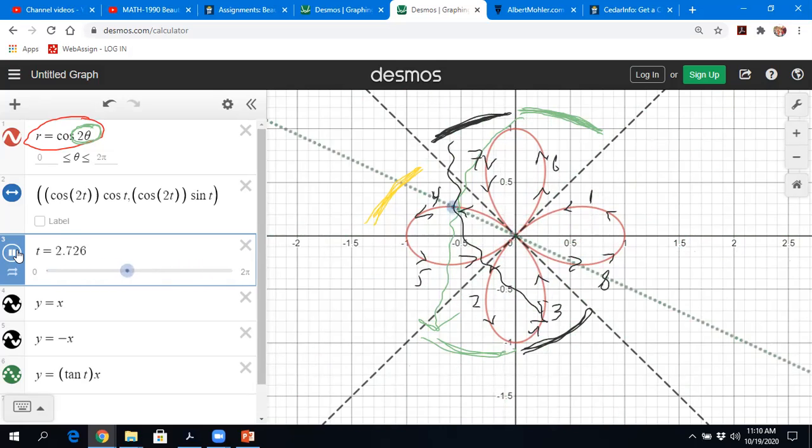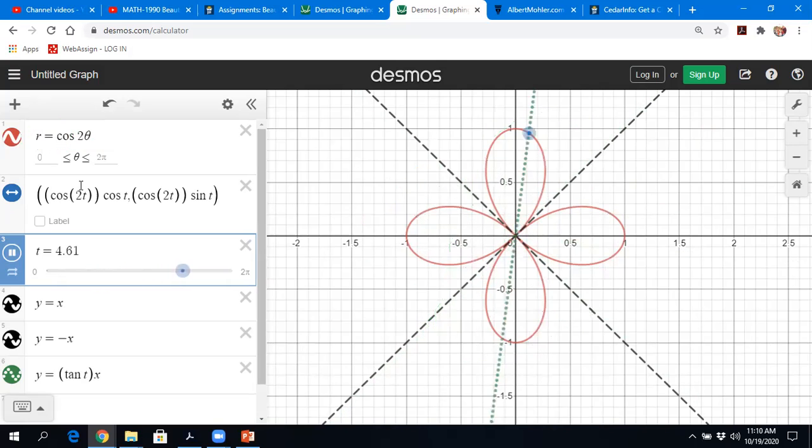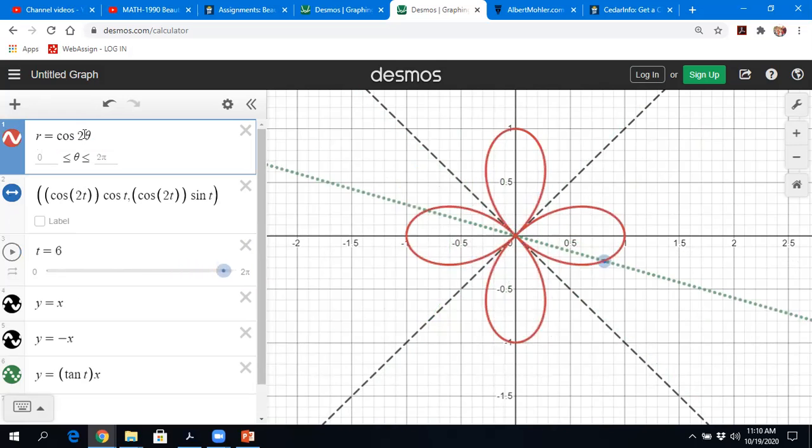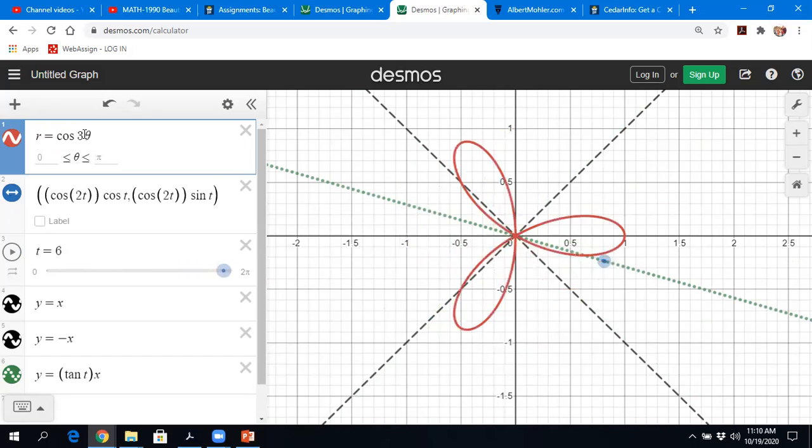So any questions on that? All right. What would happen if I tripled this thing? Let me stop doing this. What if it was 3 theta? Can you guys predict what's going to happen if it's 3 theta? How many roses am I going to have then? It's 3. How many loops do you think I'll have? You think it'll be 6? It's actually 3.